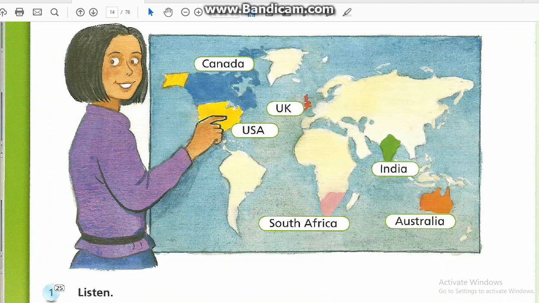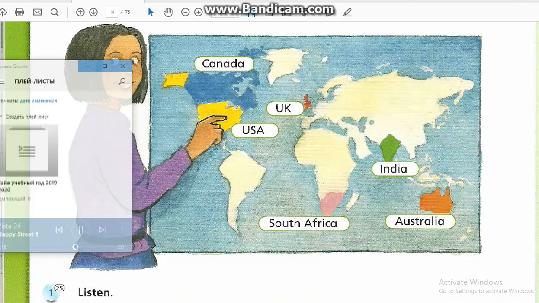Look. The USA, here. Now, Greg, what colour is the UK? It's red. That's right. And what colour is South Africa? It's pink. Yes, that's right. Here's South Africa. It's pink. OK, Jack, what colour is India on the map? It's green. Yes. Look, it's here, India. And can you see Australia? What colour is Australia? It's orange. Yes. Well done.